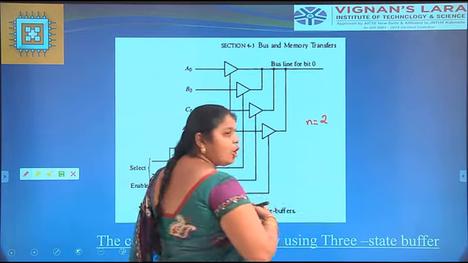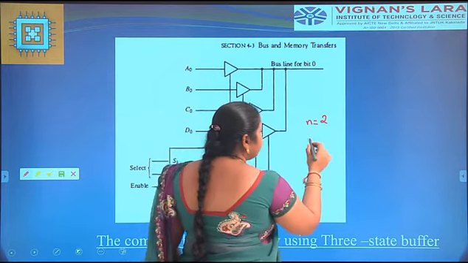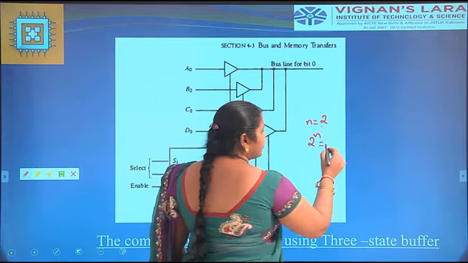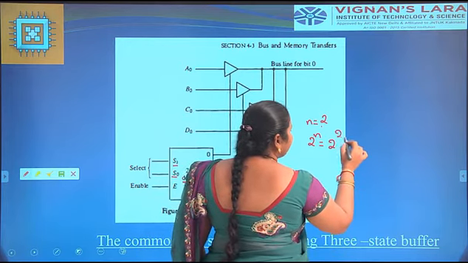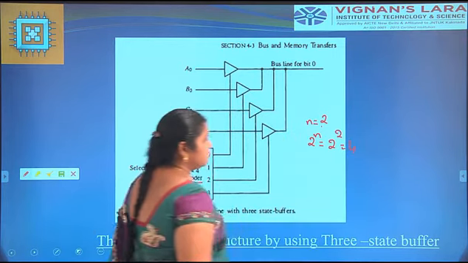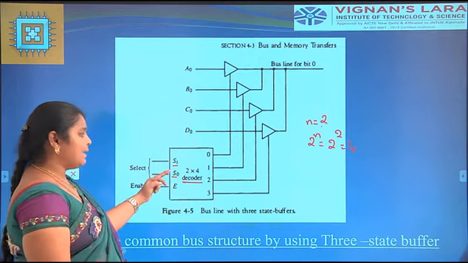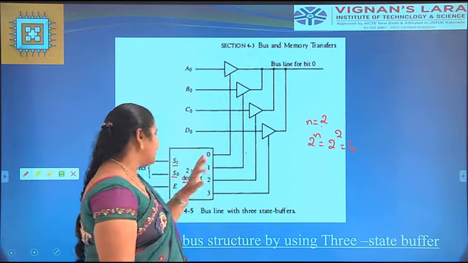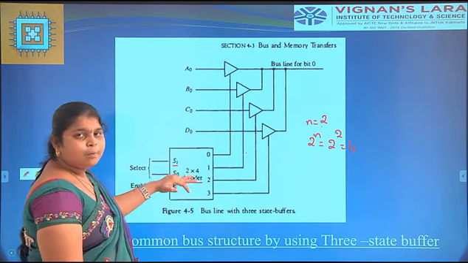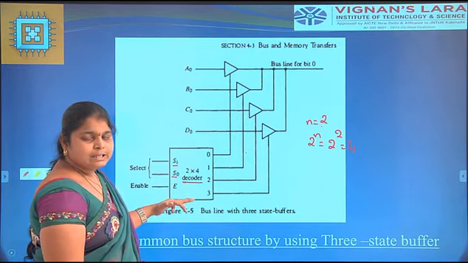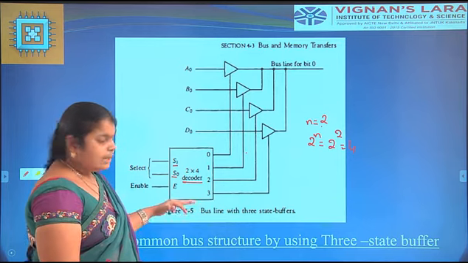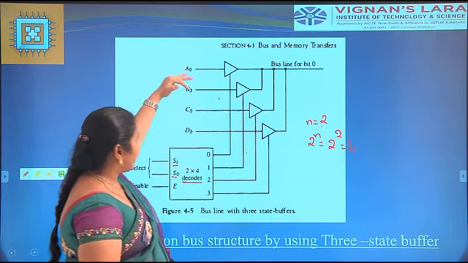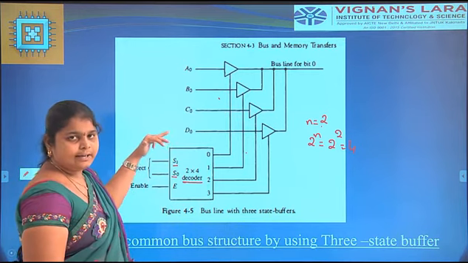Then what are the output lines? We have to calculate it. 2 power n, here n equals 2, so 2 power 2 equals 4. That's why the input is 2 selection lines and the output is 4 lines. With 4 output lines, we call it a 2 by 4 decoder. Decoder means transferring of information. Here the input will be passed to the three-state buffer architecture of A0, B0, C0 and D0.